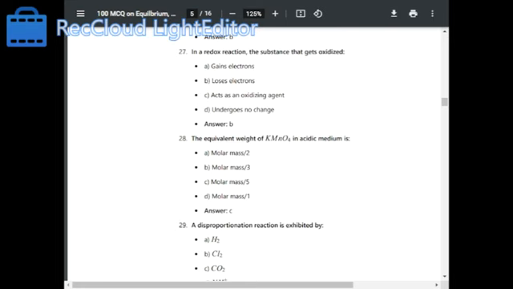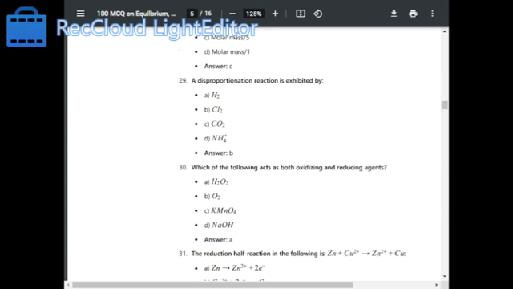Question number 28. The equivalent weight of KMnO4 in acidic medium is, option A molar mass upon 2, option B molar mass upon 3, option C molar mass upon 5, option D molar mass upon 1. The correct answer is C, molar mass upon 5. The equivalent weight of KMnO4 in acidic medium is molar mass upon 5. Option C is correct.